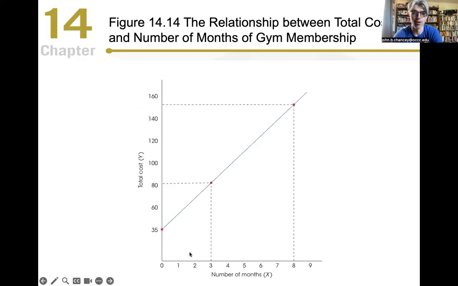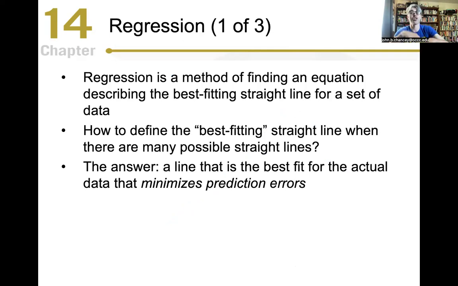Total cost, total number of months in terms of a gym membership. The more months you stay, the cost is going to go up. Pretty noticeable linear trend there with that one. And we can use this regression line to capture that even with these three data points, at that initial sign up, 3 months later, 8 months later, we see the same linear relationship. So regression is a method we use for finding an equation that finds that line of best fit. What defines best fit? Well, really what we're talking about is a line that minimizes prediction errors.